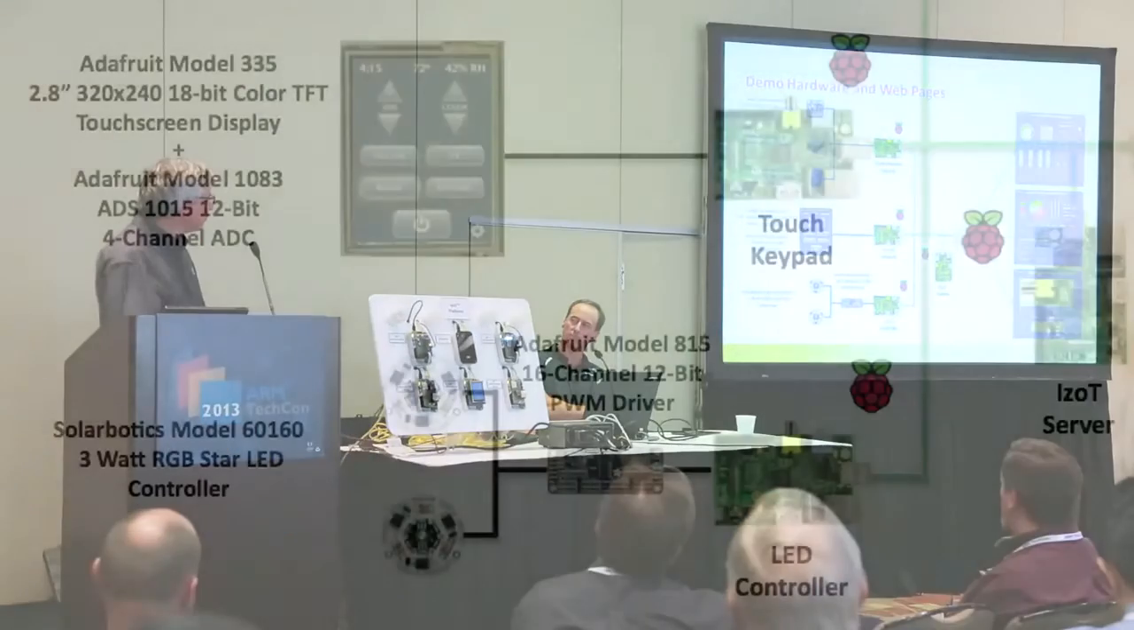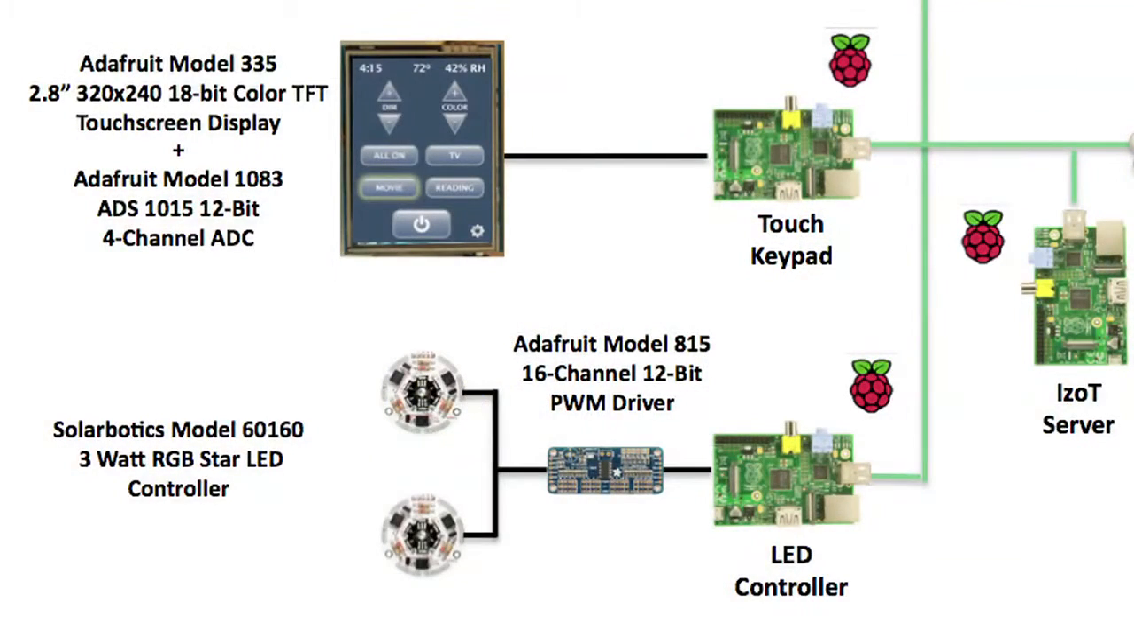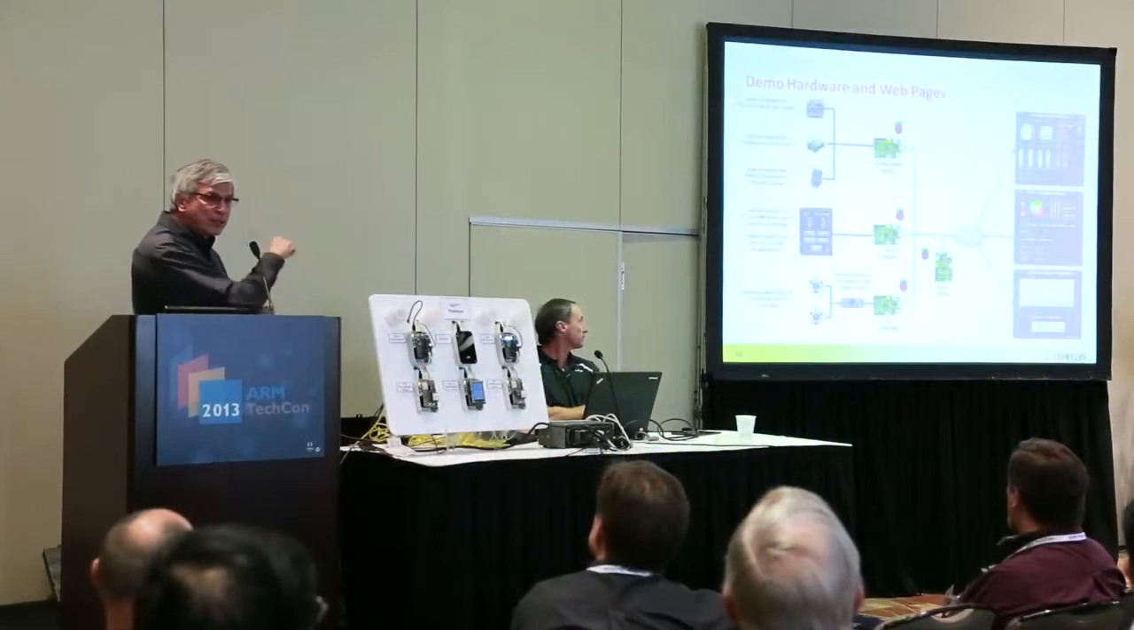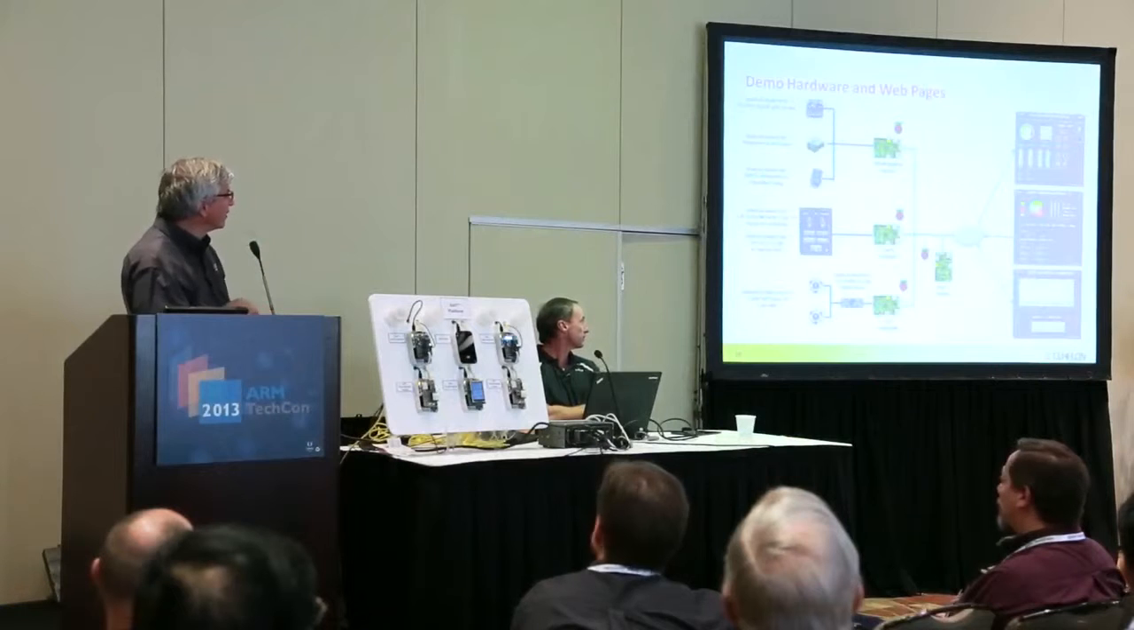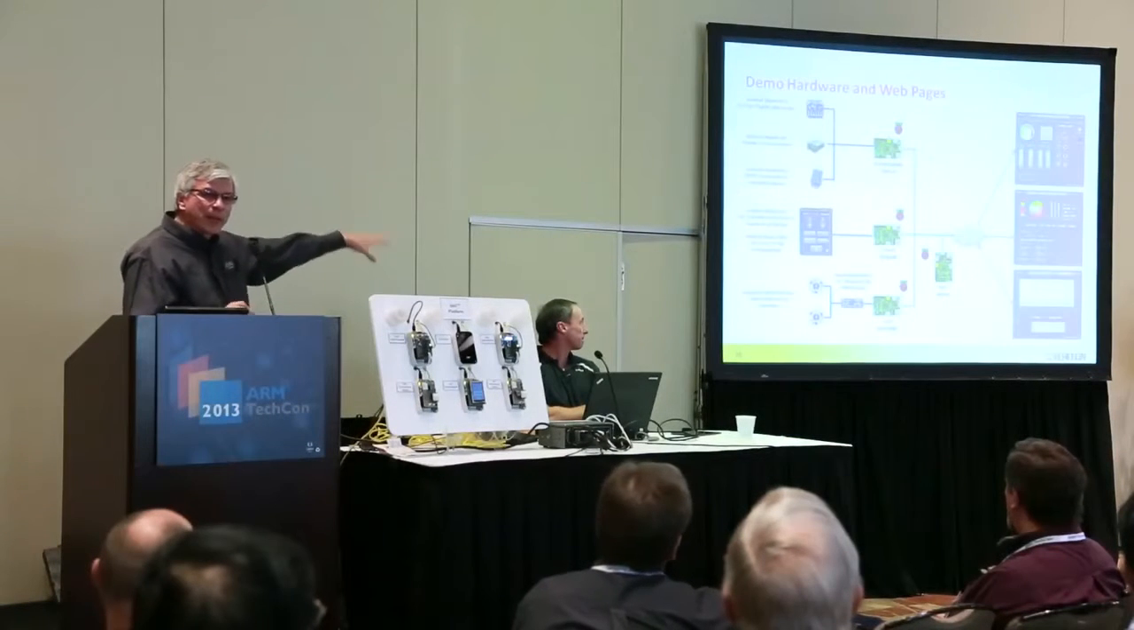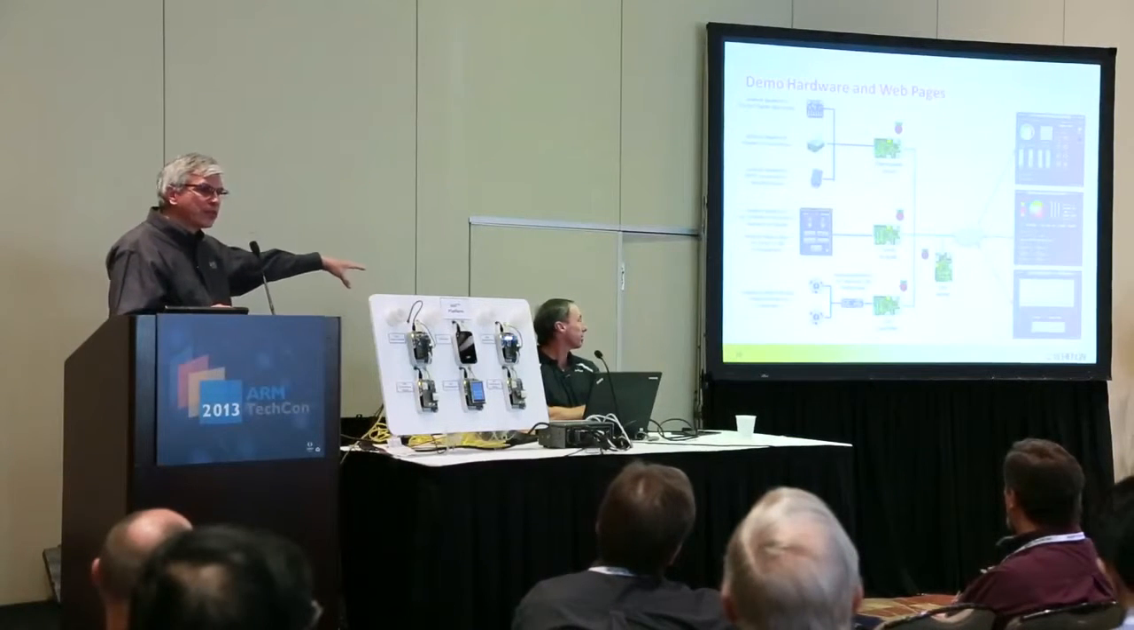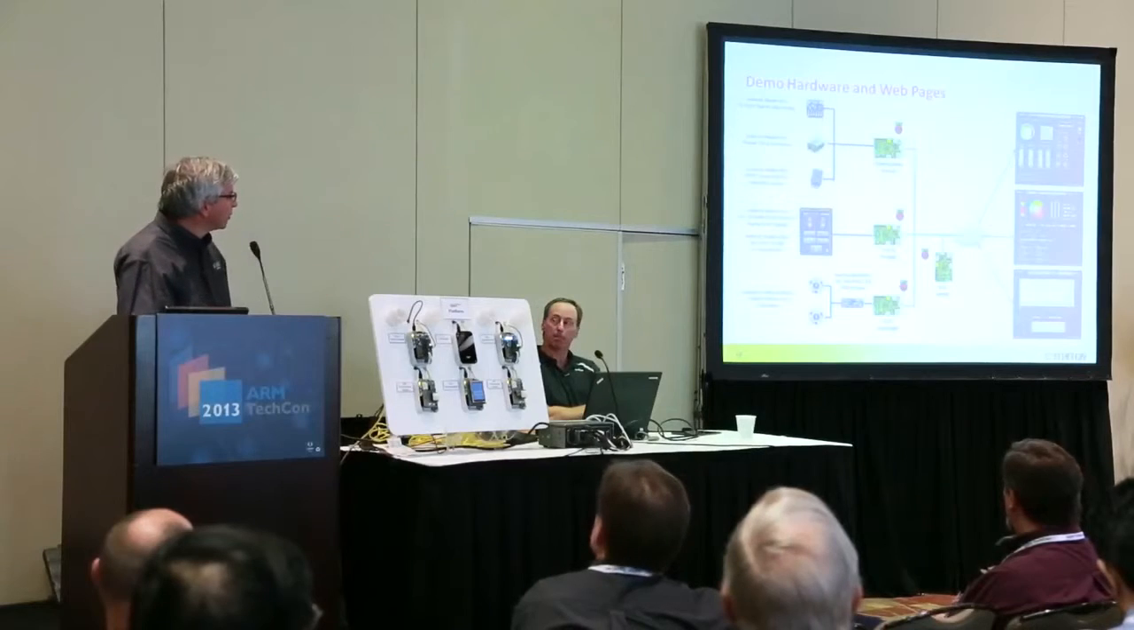And finally, at the bottom are our color LEDs. These are 3-watt RGB LEDs from Solar Robotics. We have 2 per Pi. We use a 16-channel PWM, also from Adafruit, to control the level of what's really 6 LEDs, because there's 1 each for R, G, and B. So that's the 3 example applications we deliver with the device stack and that we're showing here.